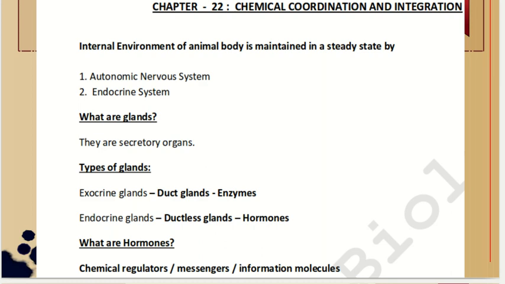Its exocrine function is the secretion of pancreatic juice, which consists of pancreatic enzymes, and its endocrine part is the islets of Langerhans, which have alpha and beta cells and secrete hormones like insulin and glucagon. Now, what are hormones? Hormones are also called chemical messengers, chemical regulators or information molecules, which are secreted in a very small amount and have their effect at the target region.